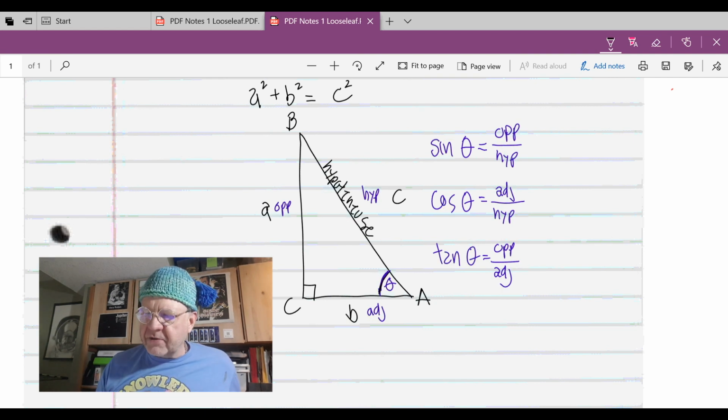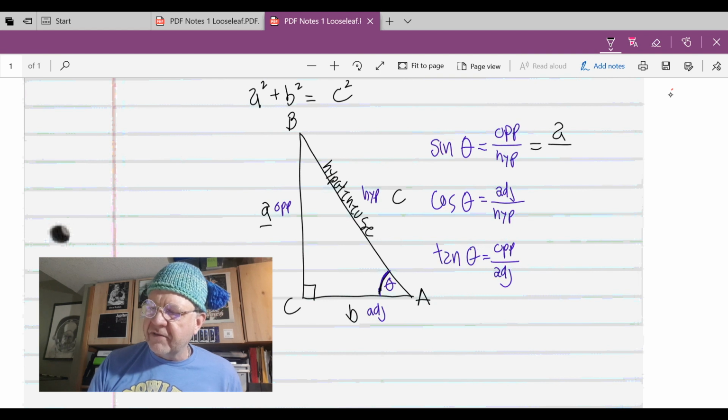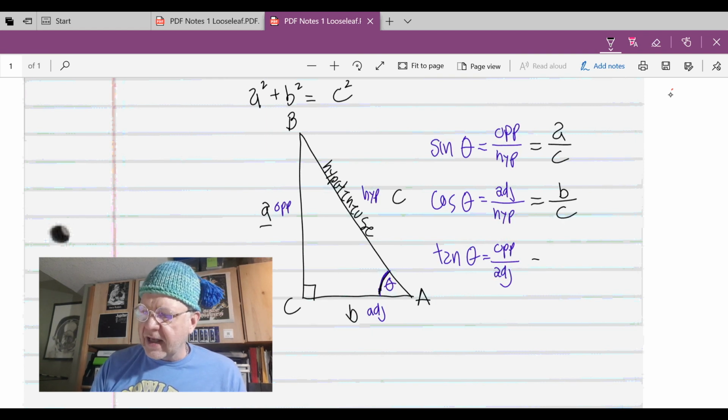So before moving on, I'm just going to jot in the labels according to the original naming scheme of the lengths of the sides. So for sine theta, opposite is side a. Another way to think of sine theta is a divided by c, opposite over hypotenuse. I'm just using the original triangle labels here, a, b, and c. Similarly, cosine is b over c, and lastly, tangent is a over b.